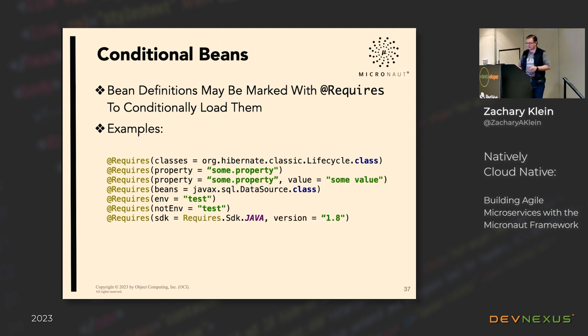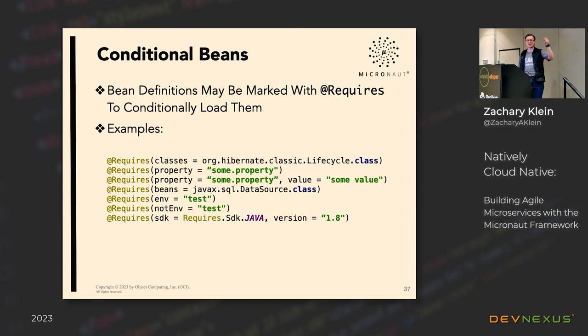Other features related to dependency injection: conditional beans. So you could specify requirements on beans, and by a bean, that could be a controller, it could be a client, and it could be just a singleton bean that you create to interact with some API or SDK or what have you, or just wrapping your business logic, right, in some sort of a service class. And all of these can be annotated with a whole set of annotations, and one of them is this requires annotation, and I've got a selection of examples.